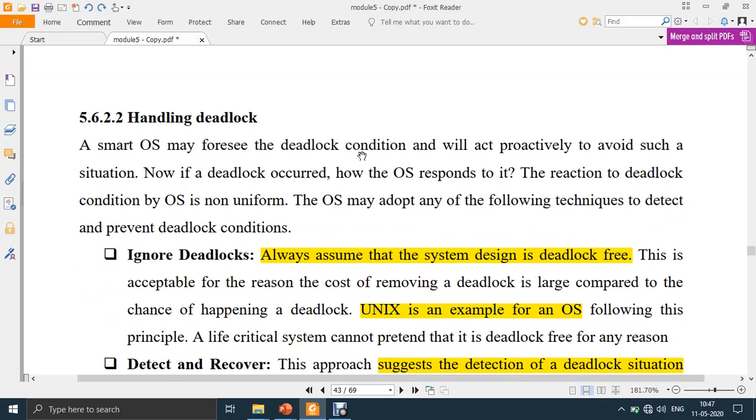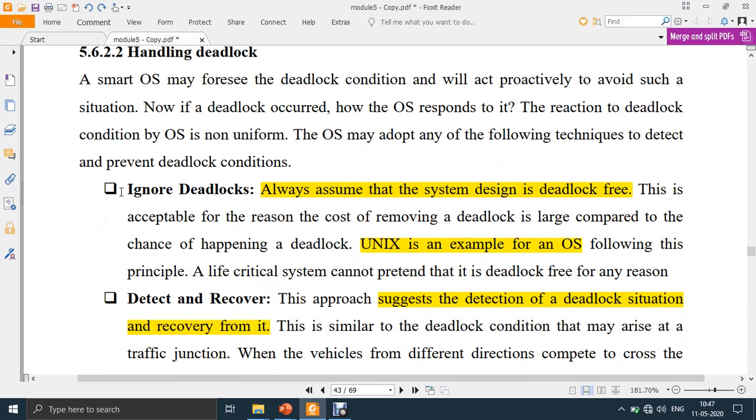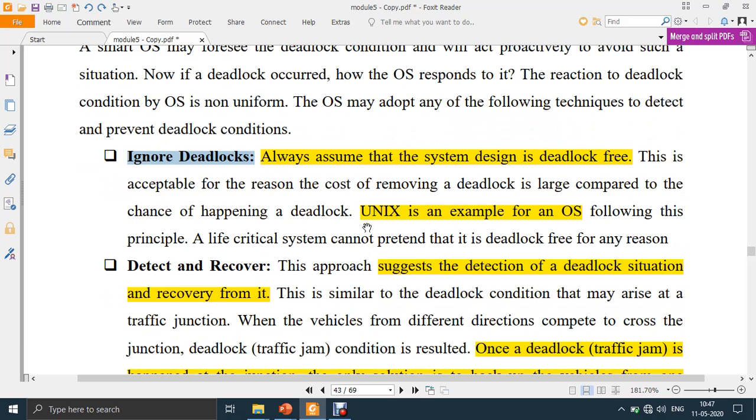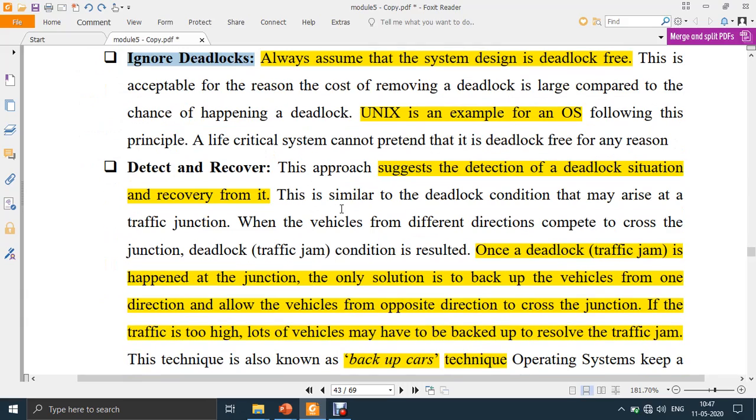So how will you handle deadlock? Once deadlocks are formed, how to handle them? A very simple method is to ignore them. There is a saying that ignorance is bliss, right? So just ignore it. What do you mean by ignore? Always assume that the system is deadlock free. It is a very simple way to handle deadlocks. At some point of time the deadlock may resolve itself. It is just an assumption, that's all. Unix is an OS which follows the criteria of ignoring deadlocks. It is not bothered about them.